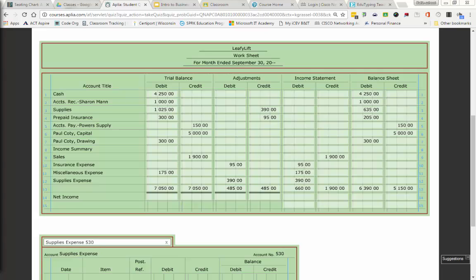Brett, what did you get for your income statement debit? 565. You got 565? What did you get? Yeah. 660. I got 660. What did you get, Deb? Income statement debit. That's because you have everything in the credit column. The only thing that should be in the credit column should be sales. All of your expenses have a debit balance.